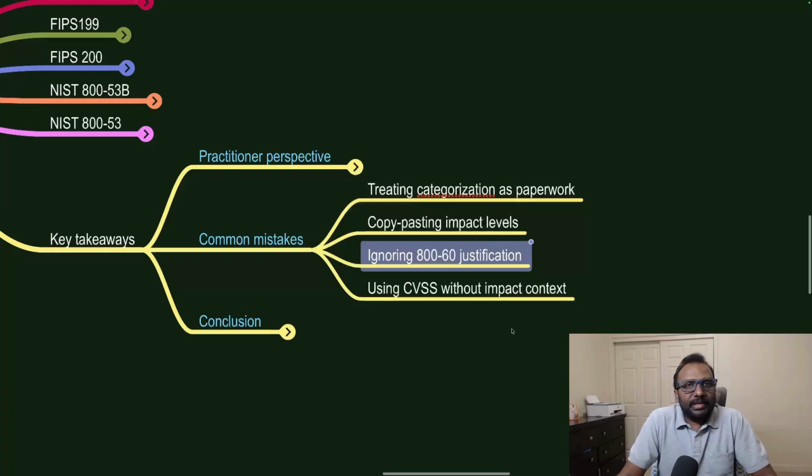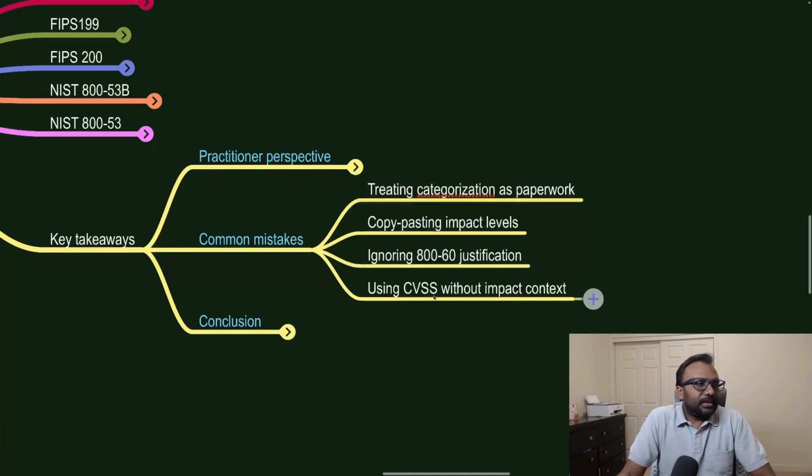That is where the 800-60 justification comes in. What is the information? What is the information system used to process that information? What are the confidentiality, integrity and availability levels of that system? Then we have to do the categorization.